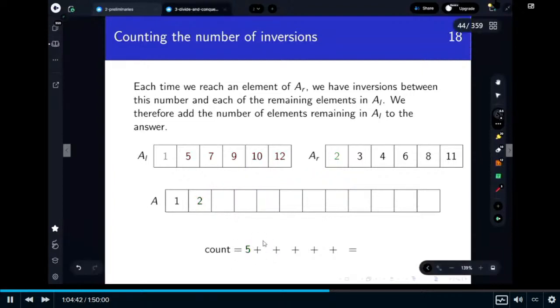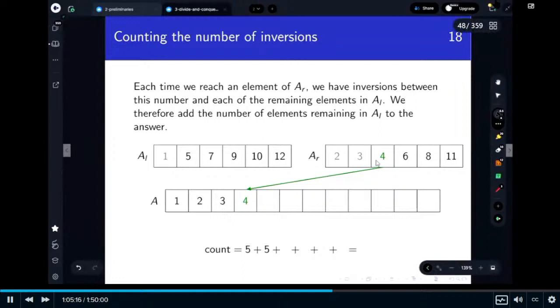Then we have handled the 1 and the 2. So we go to our next item in AR, that's 3. It's smaller than the next value in AL, so we put it into our sorted list. It forms an inversion with everything that remains in AL, which is these 5 numbers. So we increase our count by 5.